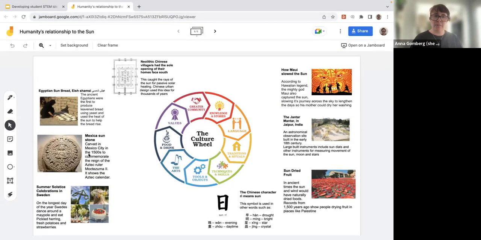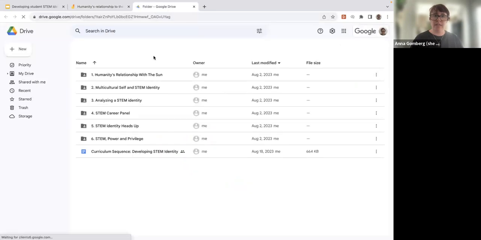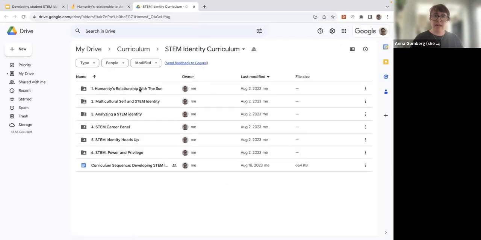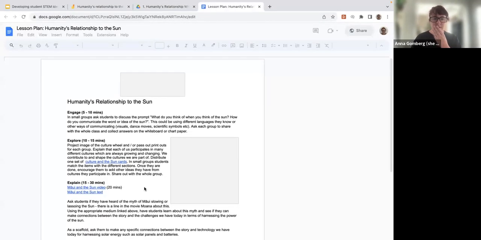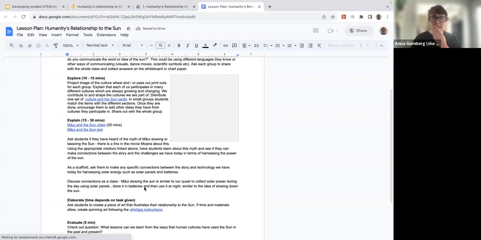So this is a Jamboard, but then you also have it available, I'm just opening the curriculum actually, you also have it available as some handouts. So that's in this one here. Here's the card sort, here's the cultural wheel, and then there's a lesson plan. In the lesson plan, I found, I couldn't believe this when I found it.